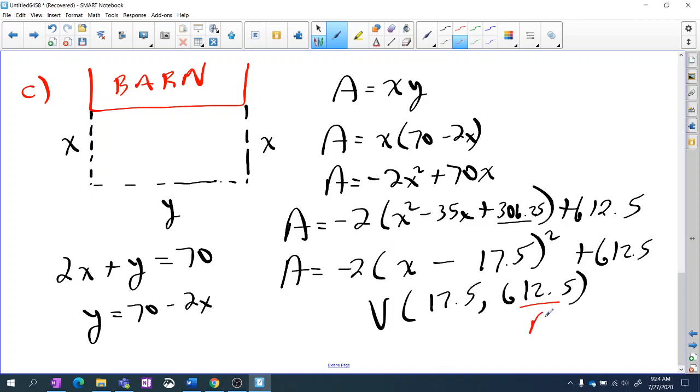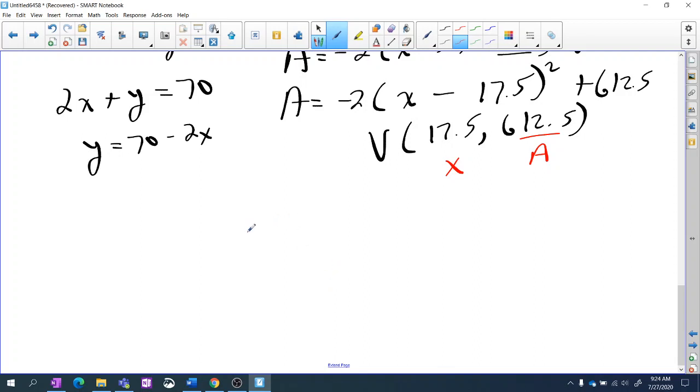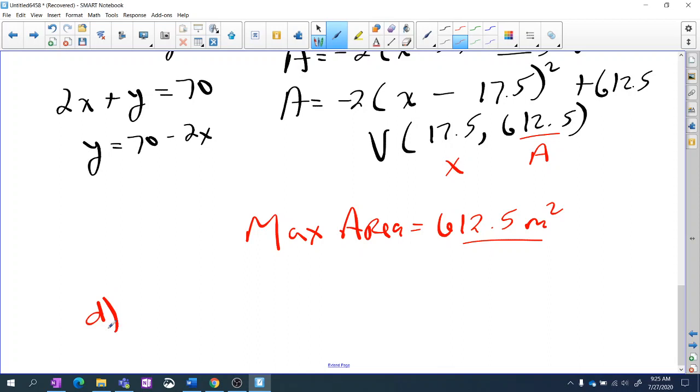Alright, so part C said what was the maximum area under these new criteria? Well, this is your area, and this is your x. So max area would be that number, 612.5 square meters. So you can see that it's now much bigger, which would make sense because you don't need to put as much fence on that one side to close it in. So part D said what are the dimensions? Well, there's one of them, that's your x. So in this case, y is 70 minus twice x, which is 17 and a half. So that's 35, so y turns out to be 35 meters.